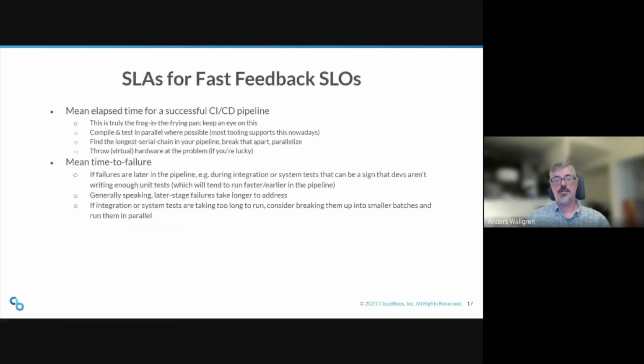Moving on to our service level agreements or actions for the fast feedback, fast failure objectives. Mean elapsed time.